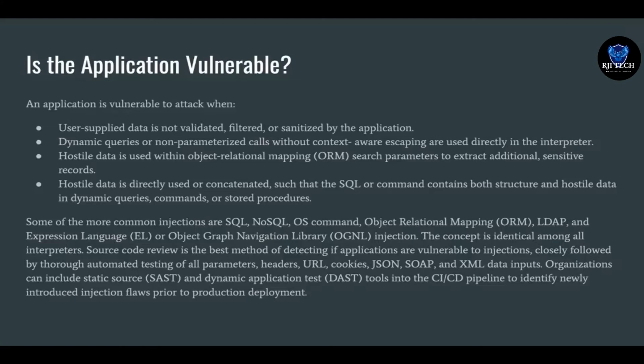Source code review is the best method for detecting if applications are vulnerable to injection, closely followed by thorough automated testing of all parameters, headers, URLs, cookies, JSON, SOAP, and XML data input. Organizations can include static source, that is SAST, and dynamic application test, that is DAST, tools into the CI/CD pipeline to identify newly introduced injection flaws prior to production deployment.